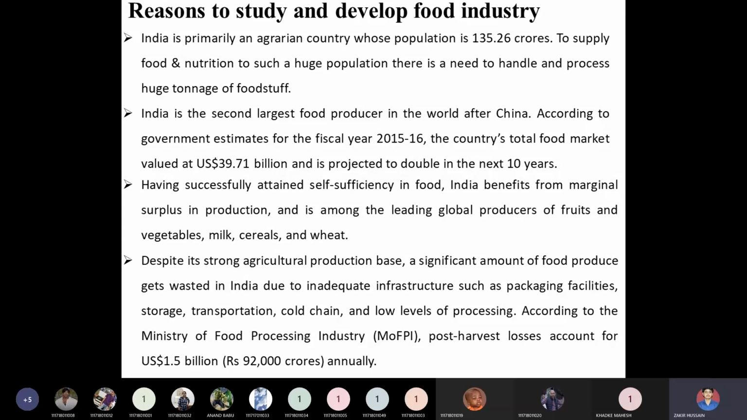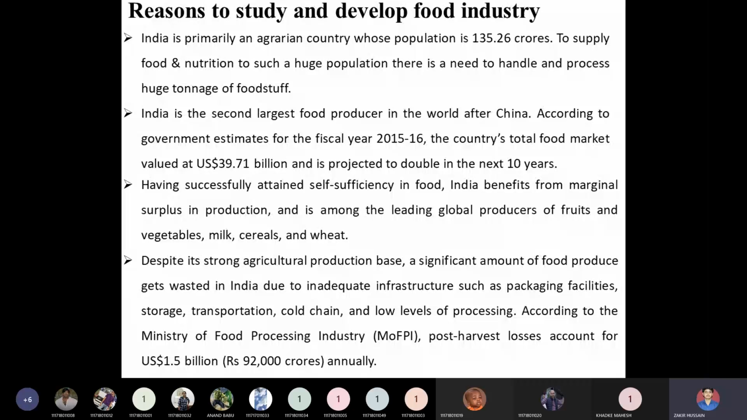During transportation, many materials will be spoiled. We don't have refrigerated roadways and railways. Because of this, a large part of the food we are producing is wasted and goes to waste. According to the Ministry of Food Processing Industries, post-harvest losses account for 1.5 billion US dollars, that is nearly 1 lakh crores annually. So 1 lakh crores annually we are wasting due to a lack of infrastructure, a lack of processing, and a lack of refrigeration.